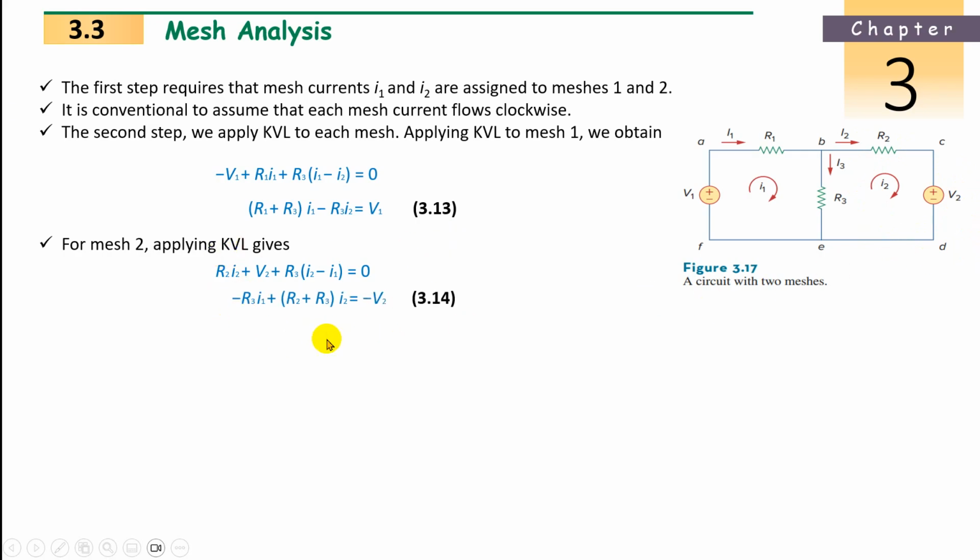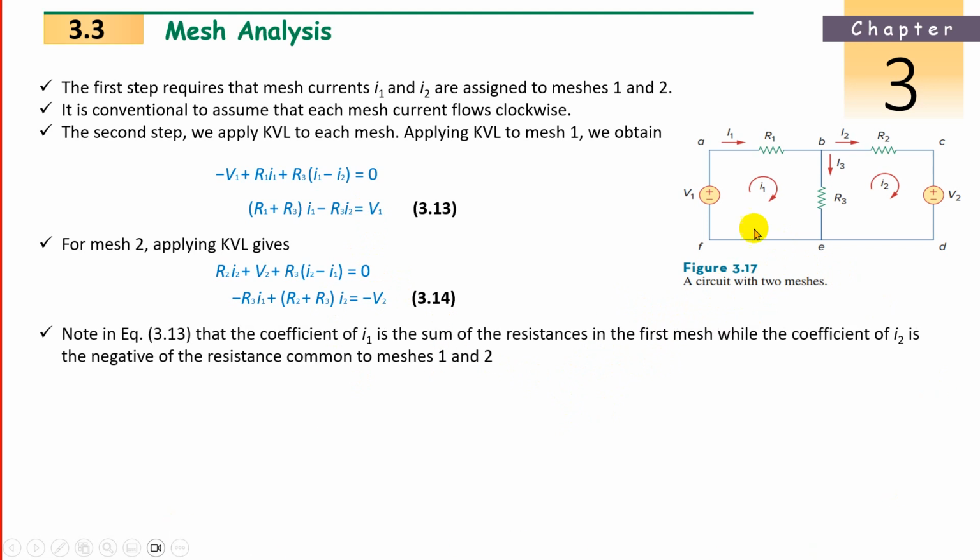When you rearrange the equation in terms of variables and constants, minus R3 I1 plus (R2 plus R3) times I2 equals minus V2. So this equation and the previous one form the two simultaneous equations. We have two techniques: the elimination technique and Cramer's rule technique. I prefer Cramer's rule.